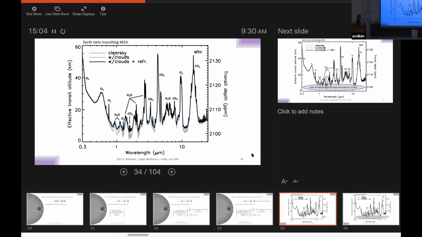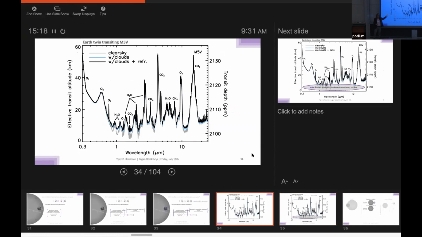Here is a simulated transit spectrum of a planet. This is our Earth transiting across a mid-type M dwarf. So over here is the transit depth, and the scale of the transit depth is just set by the radius of Earth squared divided by the radius of the star squared, and then there are additional bumps and wiggles structure in there due to gases in Earth's atmosphere.